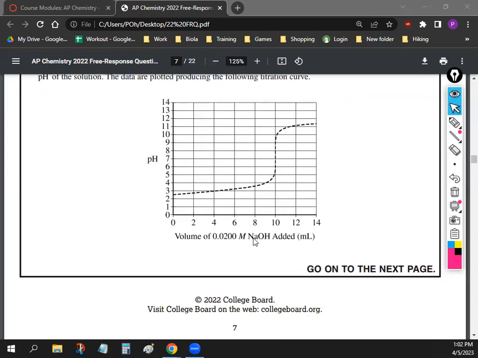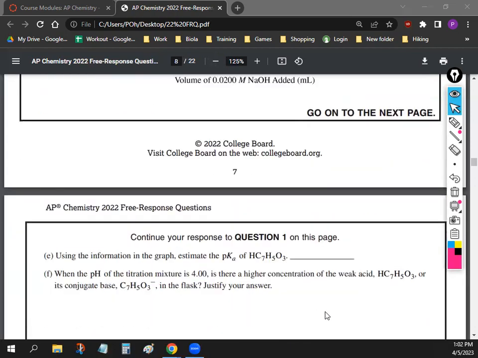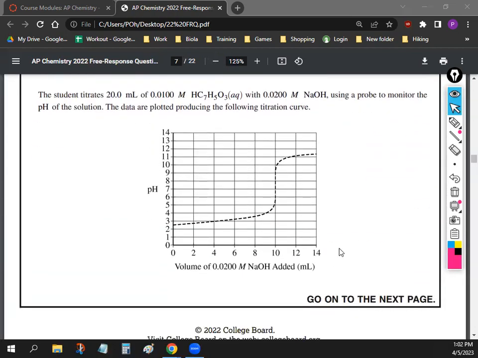I'm not going to scroll down to part E, but in part E, you're estimating the pKa. Now, if you don't know this, please write this down in your notes: the pKa is at halfway to the equivalence point. So if you take a look at this chart right here, you've got to estimate a little, but where is the equivalence point? Or sorry, the milliliters.